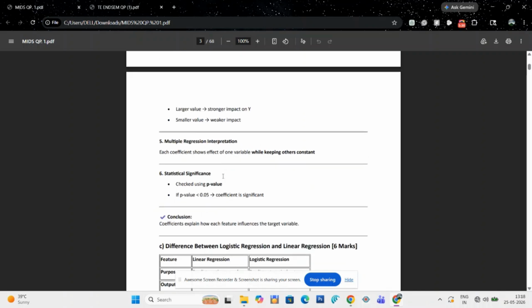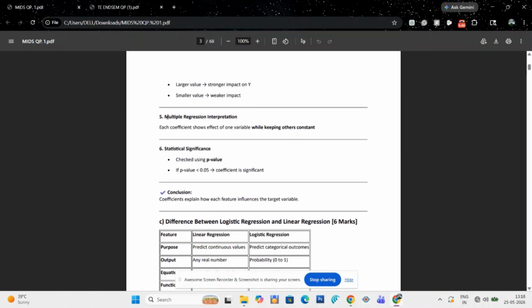The fifth point is multiple regression interpretation, in which each coefficient shows the effect of one variable while keeping the others constant. The sixth point is statistical significance, which is checked using the p value. If the p value is less than 0.05, then the coefficient is significant.